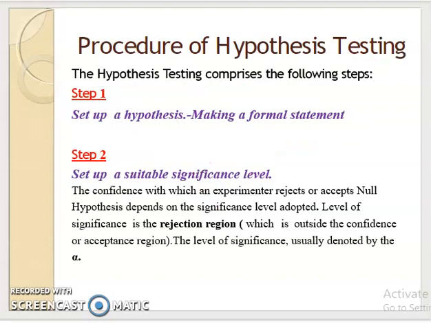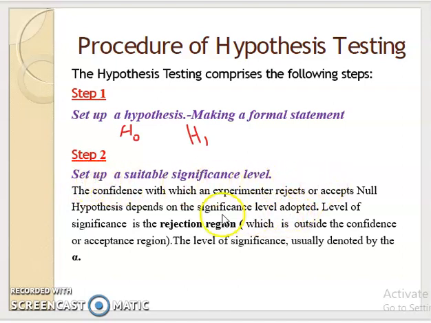Next we can see the procedure for testing a hypothesis. The first step is to set up a hypothesis, that is, making a formal statement. You have to state the null hypothesis and also the alternative hypothesis, H0 and H1. That is a formal statement. So that is the first step in testing a hypothesis. Any statement that you state depends upon the question that you have to answer. The next step is to set up a suitable significance level.